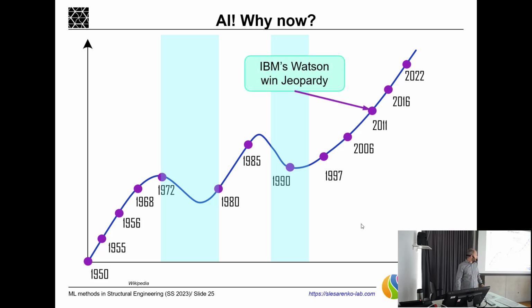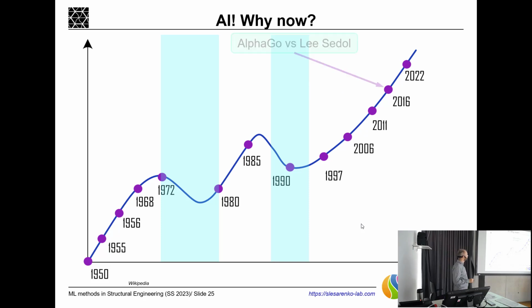In 2011, we have again IBM. We have Watson winning Jeopardy. Do you know this game? Have you heard about it? It's basically a TV show where smart people answer questions, and the questions are formulated in a very regular manner, like basically what year something happened or something like that. And the machine was able to beat the best human competitor. Again, this is a big step in AI.